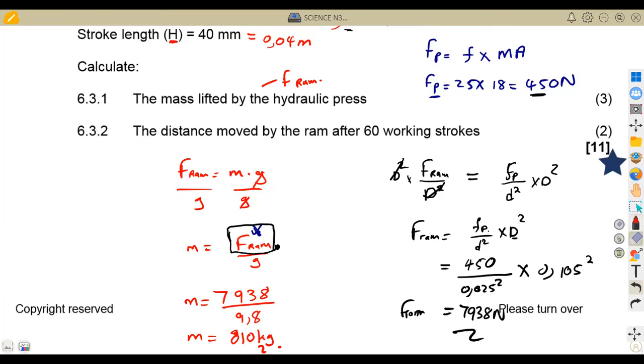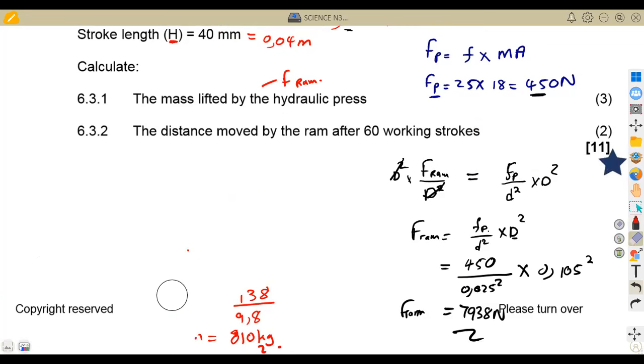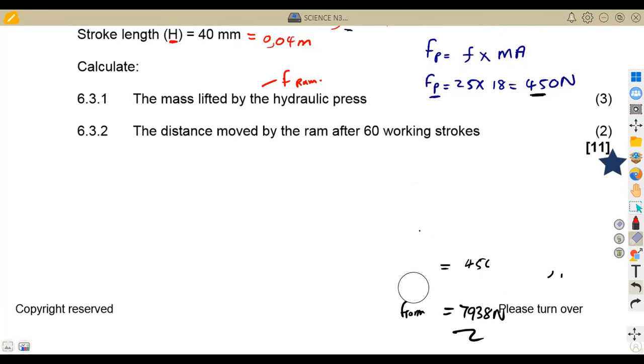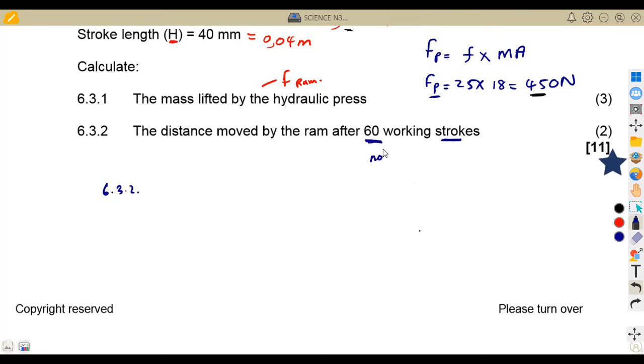So you're just going to take advantage of this space that we have here. So I'm just going to remove this. Okay, so let's see the other part that we are given here. On 6.32, we are now given to calculate the distance moved by the ram after 60 working strokes. So take note here, the number of strokes is equivalent to 60. All right, calculate the distance moved by the ram.